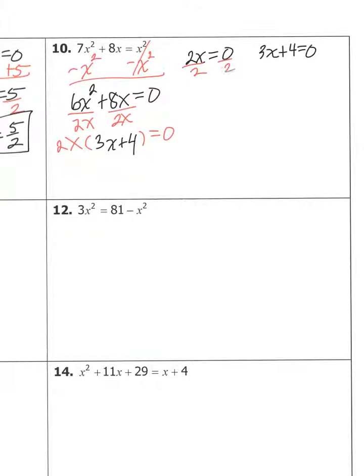Solve by dividing by 2. So I get x is equal to 0. Subtract 4. 3x is equal to -4. X is equal to -4/3.